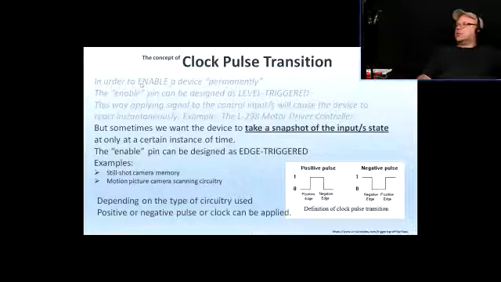So, let's say, in order to enable a device permanently, the enable pin can be designed as level triggered. I put permanently in quotes because it's permanent for the time being, for whatever time you want. That would be the enable pin. This way, applying the signal to the control inputs will cause the device to react instantaneously, or to operate, basically. An example is the control board that you have in your kit, and you're going to use that during your last lab, controlling the motor.